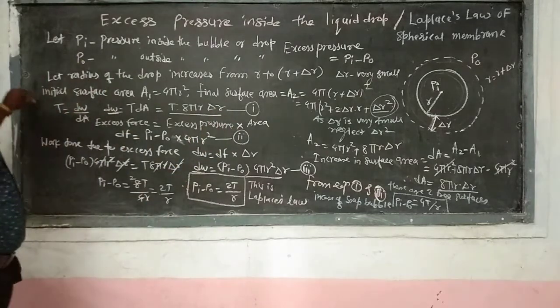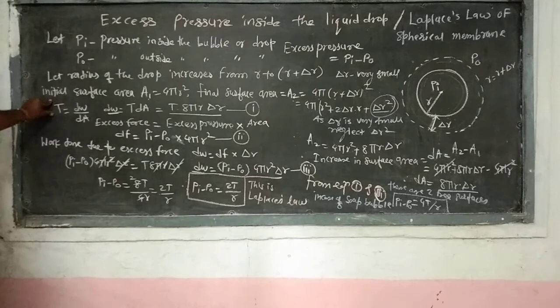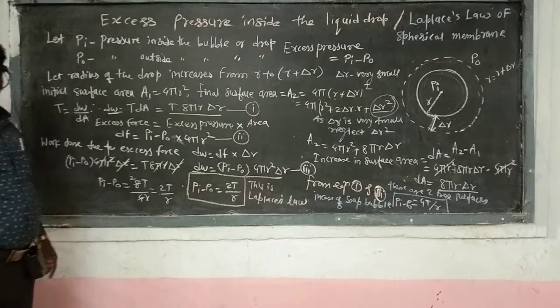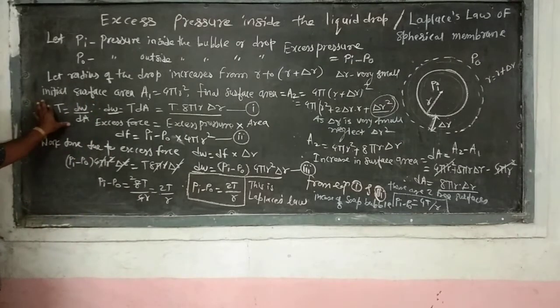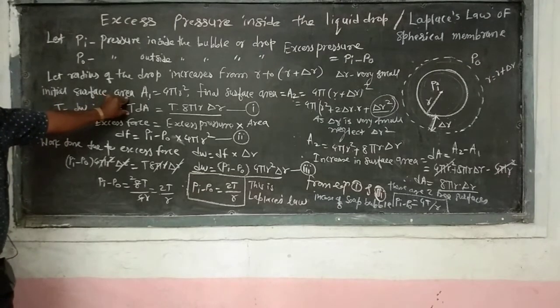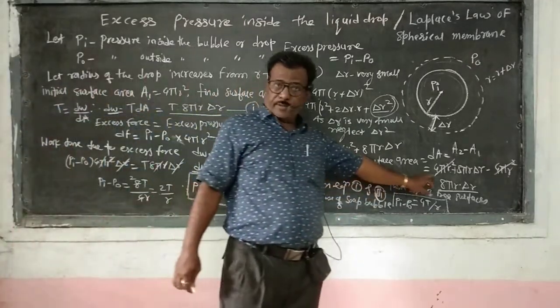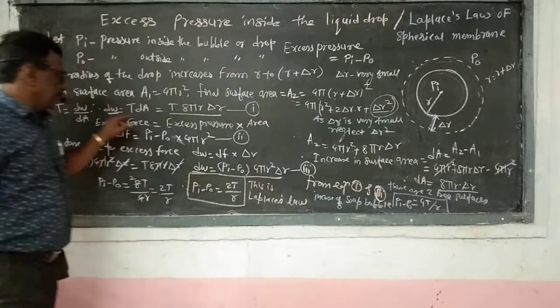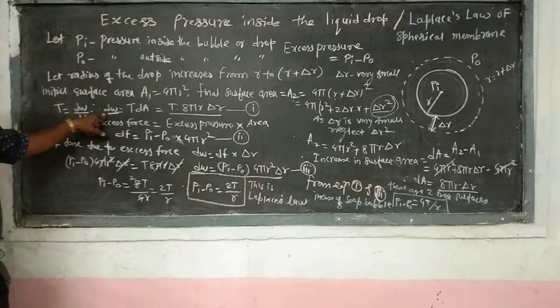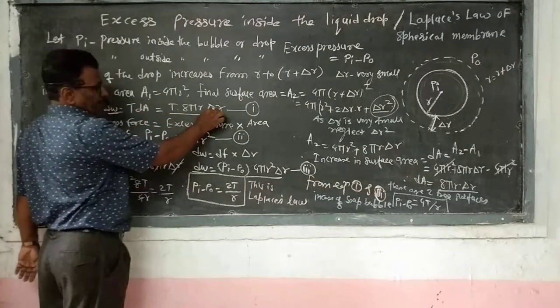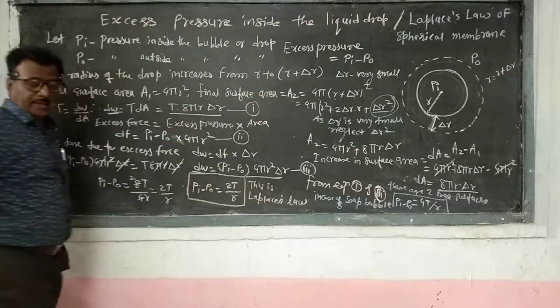Now surface tension is equal to work done divided by area. From that, work done dW is equal to T, the surface tension, into the increase in surface area. Now substitute the value of dA which we have calculated. We get work done dW equal to T into 8 pi r into delta r. Call this equation number 1.